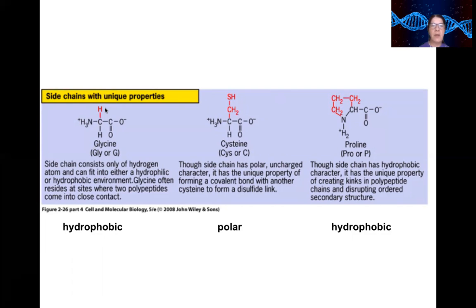Why is it the smallest? Because it has the smallest side chain. Its side chain is a single hydrogen atom. So because of its size, glycine often resides at sites where two polypeptides have to come in close contact with each other. So basically the size of its side chain is not in the way.